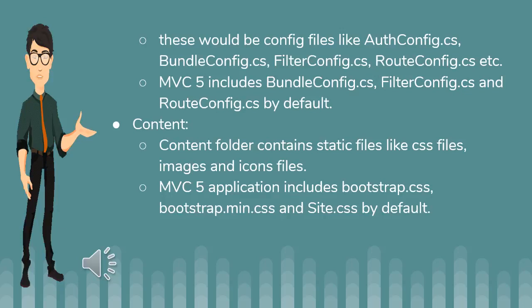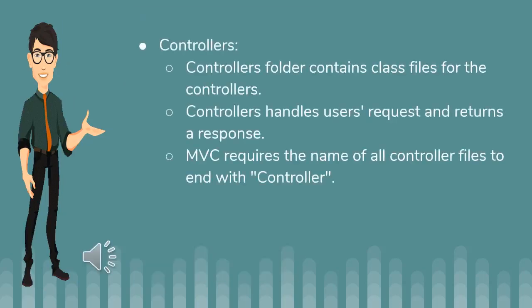Content. The Content folder contains static files like CSS files, images, and icon files. The MVC5 application includes bootstrap.css, bootstrap.min.css, and site.css by default. Controllers. The Controllers folder contains class files for the controllers. Controllers handle users' requests and return a response. MVC requires the name of all controller files to end with Controller.